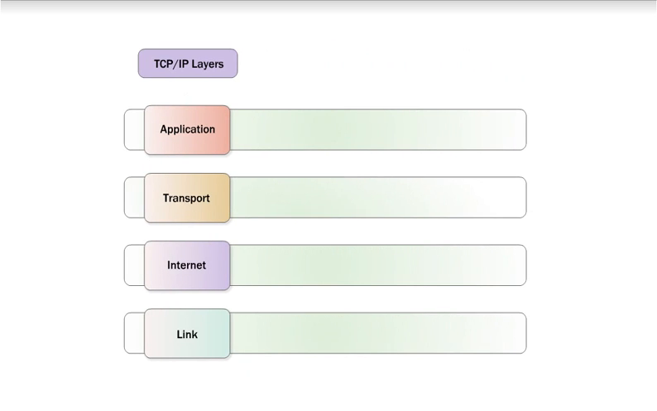Software to interface with specific network topologies is not part of TCP/IP. Each of the upper 3 TCP/IP layers contains one or more protocols that perform different functions within TCP/IP.